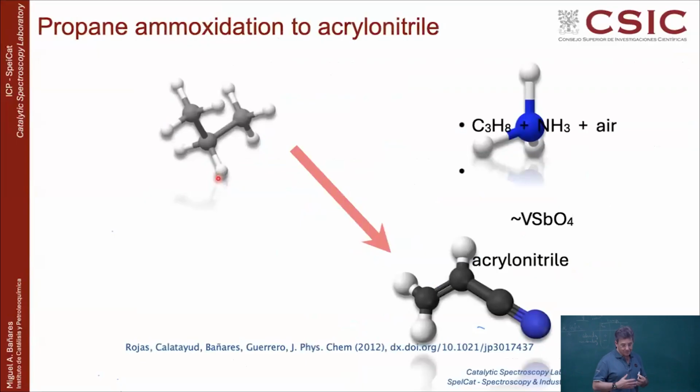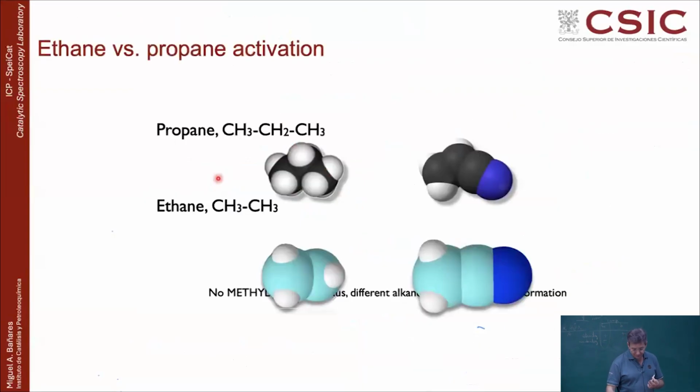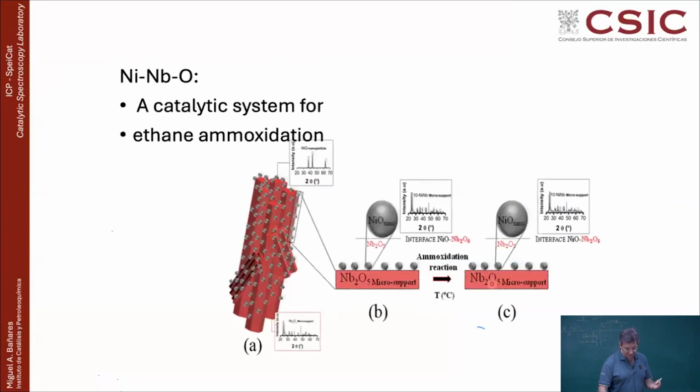Now, another kind of reaction that you can also make is the production not of acrylonitrile from a C3 molecule, going from propane to acrylonitrile, but another important reaction is the conversion of ethane to acetonitrile. In this case, you go from 2 carbons to 2 carbons with the nitrogen, CCN, and then you get the nitrile group here.